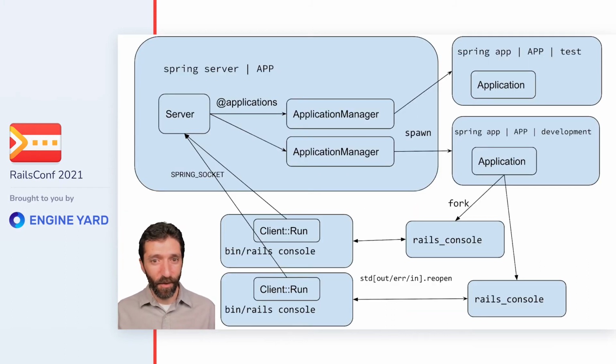So this is a diagram showing how the different Spring processes relate to each other. At the bottom left, the Rails console commands are run in the processes, which pass their IO streams to the server up to the top left. The server manages a set of application manager objects, one corresponding to each environment. And then those spawn separate Spring app processes that load the Rails app from scratch. And then the manager passes the streams into these processes. Then the application class in those Spring app processes calls fork to create a copy of the preloaded app process and then passes the streams onto them, where the provided command is then executed. So that's how Spring works.